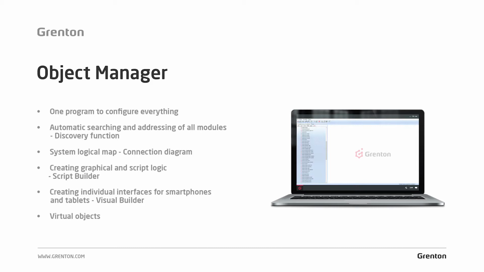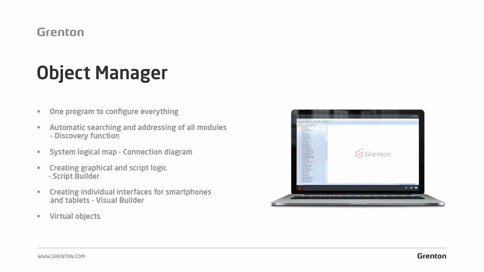We don't have to connect to the modules, we don't have to address them, we do not need to know the IP address of the module that will be connected to our system. All we have to do is physically connect all modules with each other, activate one function, and all of them will automatically be in the Grenton system.